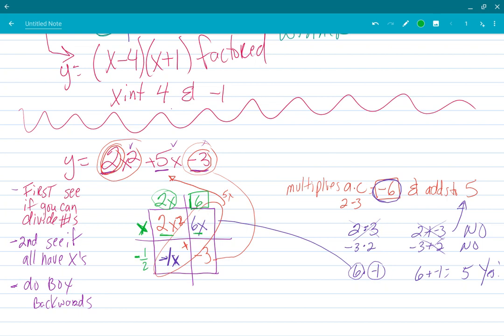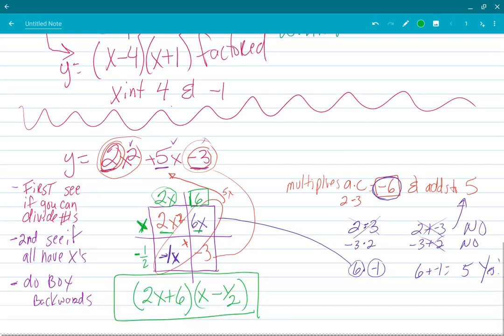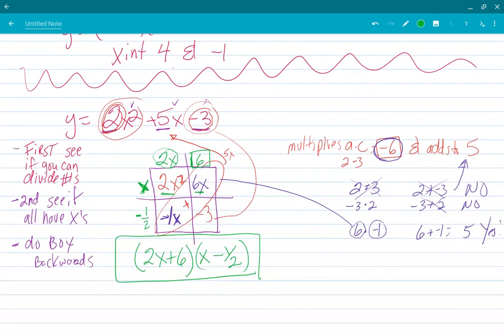Okay, so this factors to 2x plus 6 times x minus 1/2. This is the factored form. All right, last question. What are the x-intercepts of this green factored function?